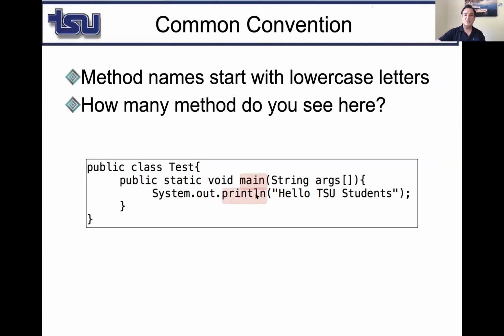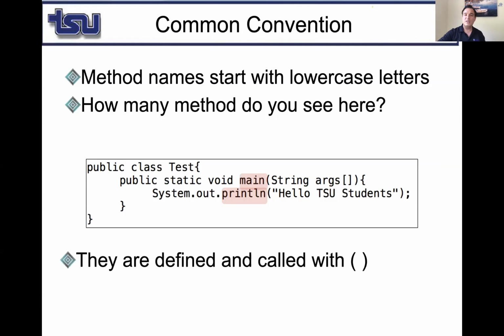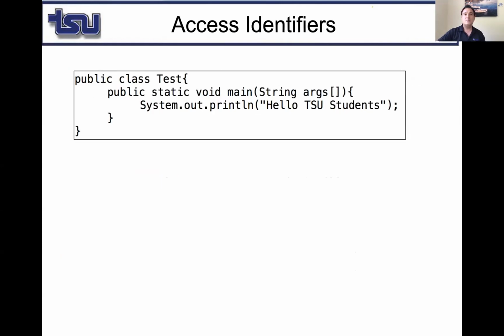Another method I see is println. How do I know that's a method? Because of parentheses right there. The difference is, with the main method, we are defining our main method here. This is called declaration of the main method. We declare the main method right there. However, for this one, we are calling the println method. We are not declaring it. Somebody else already developed this method for us, and we are just calling that method. Again, P is what? Lowercase. They are defined and called with parentheses.